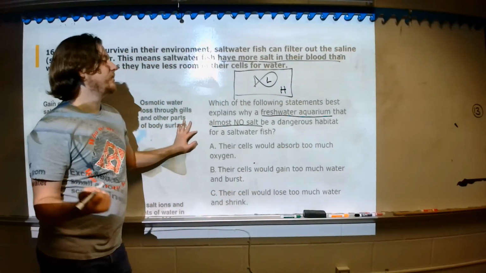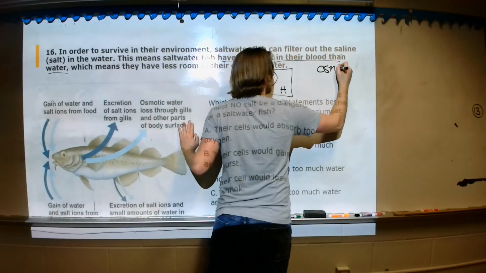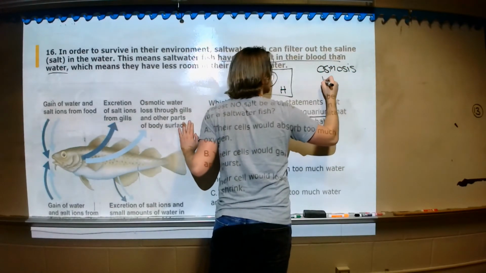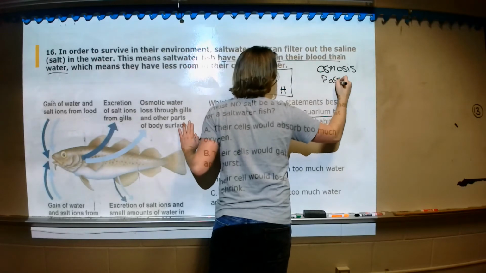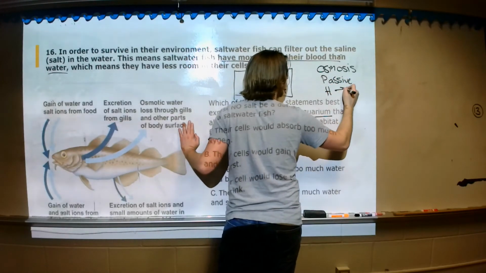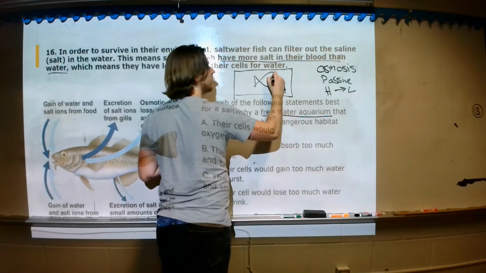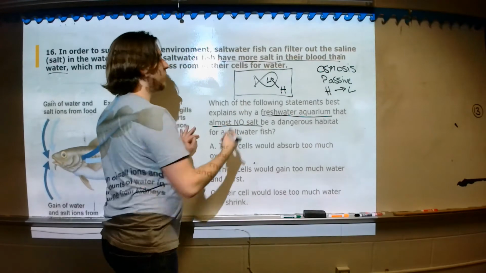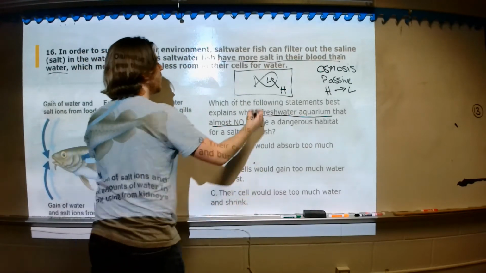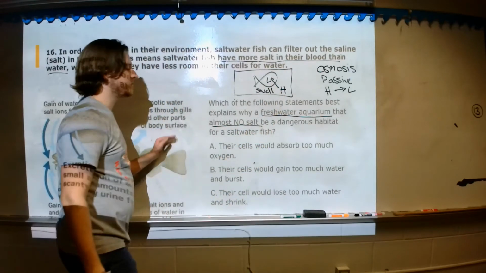As always, if we're talking about the movement of water, this is osmosis. In osmosis, we are looking at passive transport. In passive transport, we move from high to low. So I'm going to draw my arrow from high to low. It's going to go in the fish and cause the fish to swell. Let's check my answer choices for something that fits my thoughts.